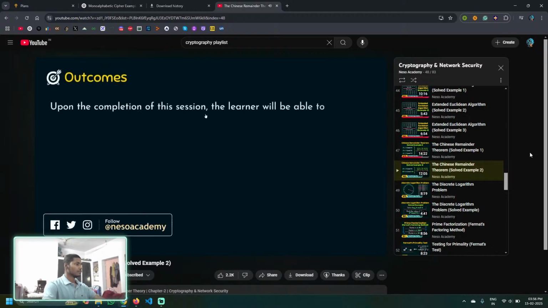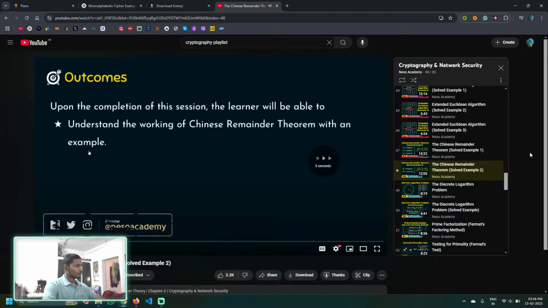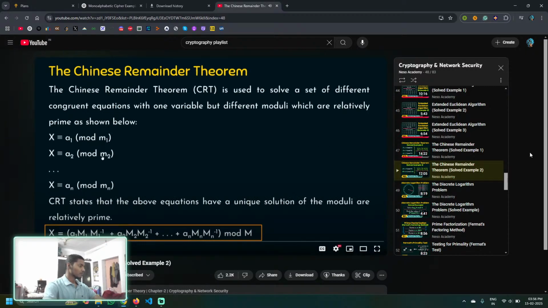Upon the completion of the session, the learner will be able to, outcome number 1, understand the working of Chinese remainder theorem for finding the common variable x, where we have different moduli m1, m2 up to mn. Only one condition, these moduli should be relatively prime. If this is the case, then we can easily find the common x, up to plus an capital M n inverse mod capital M.